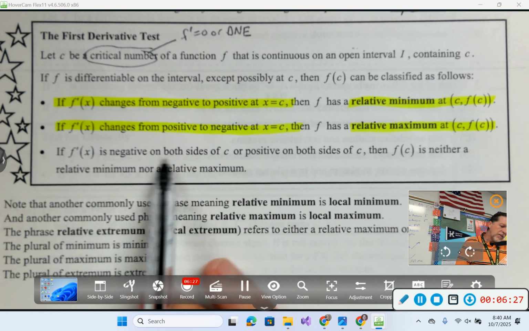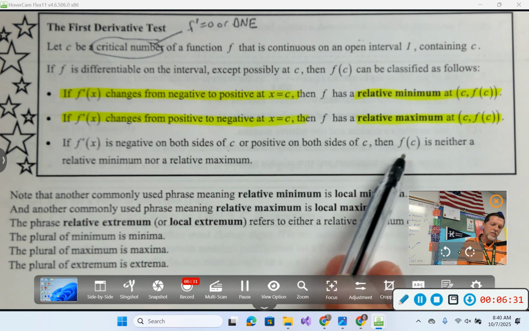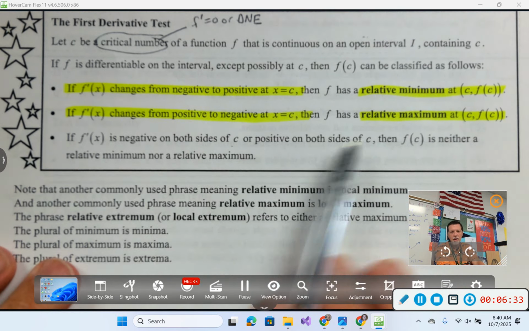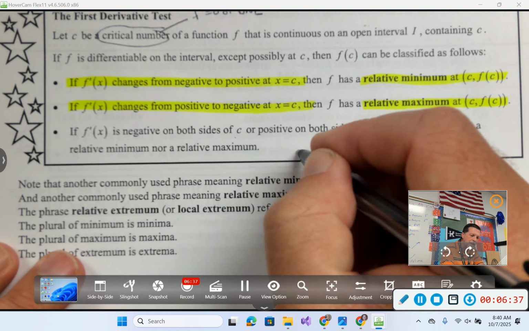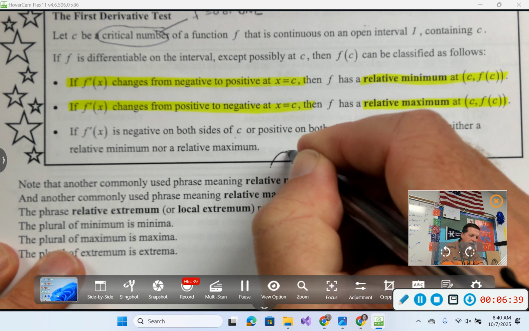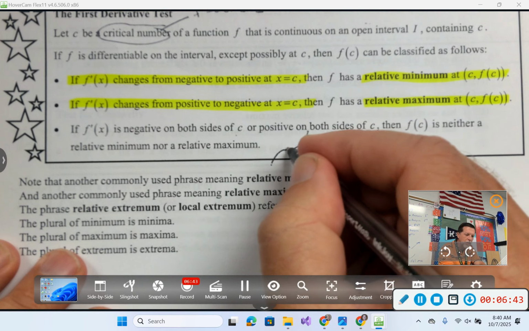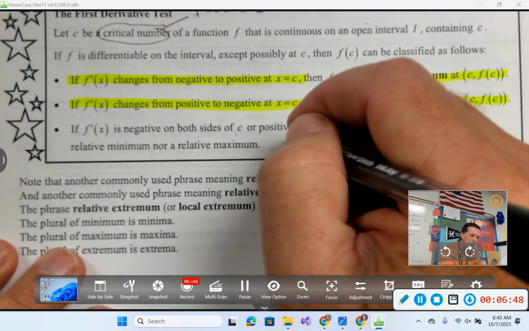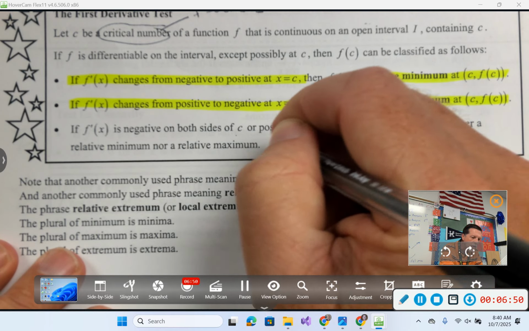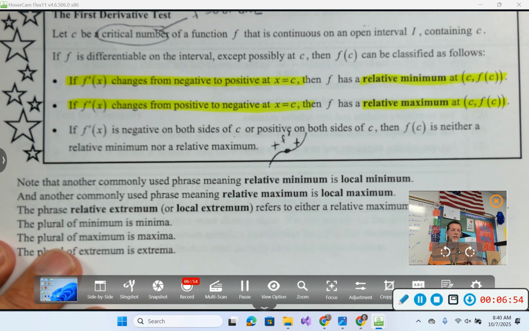If f prime is negative on both sides of c, or positive on both sides of c, then f of c is neither a max or min. What that would look like is, maybe you hit a flat spot on the graph, like that. So that's a critical point, but f prime went from positive to positive, so yeah, that's not a max or a min.